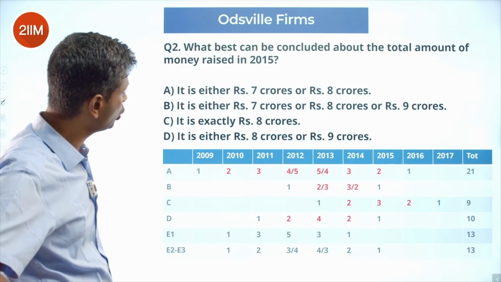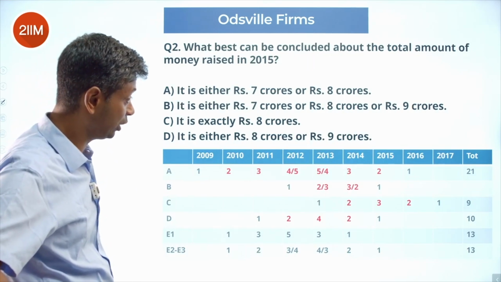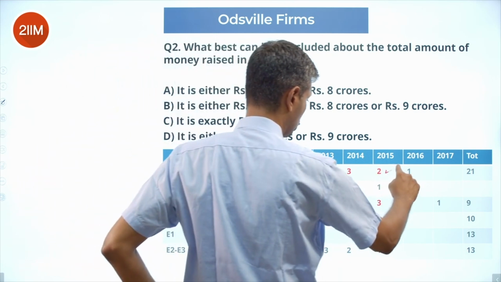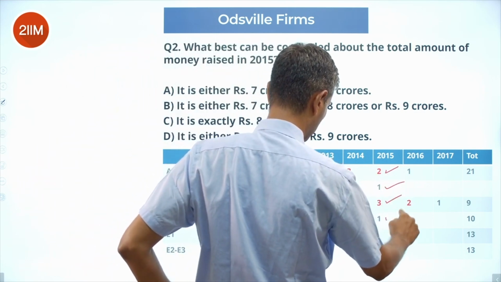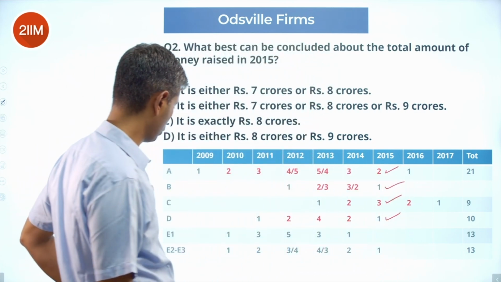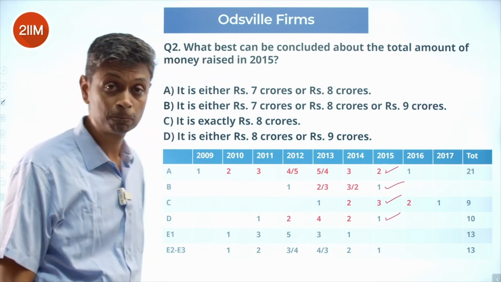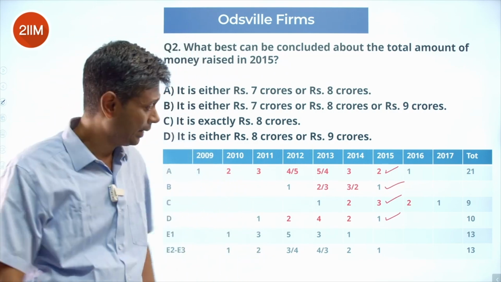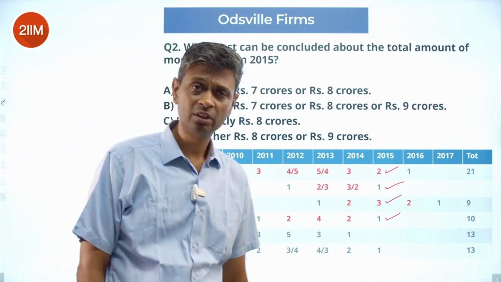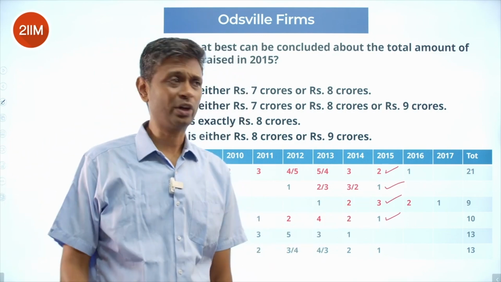What can be concluded about the total amount money raised in 2015? 2015, 2, 1, 3, 1 is there for sure. 2, 1, 3, 1, 2 plus 1, 3 plus 3, 6 plus 1, 7. 7 crores are there for sure. E could have been this possibility or this. 0 or 1, 7 or 8 crores.